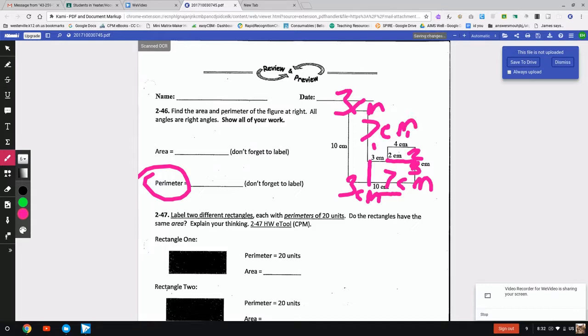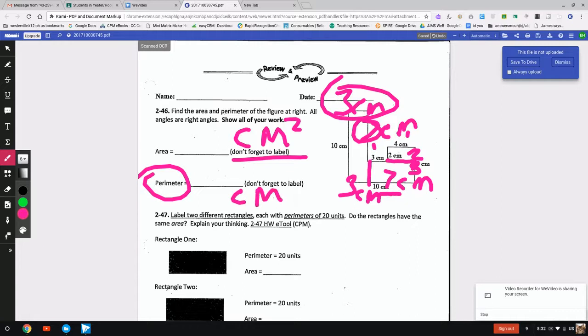So when you go to add all those up for your perimeter, make sure you don't forget the side up here and the side over here. Again, don't forget the label, centimeters squared. Easy points taken off on our next test in centimeters.